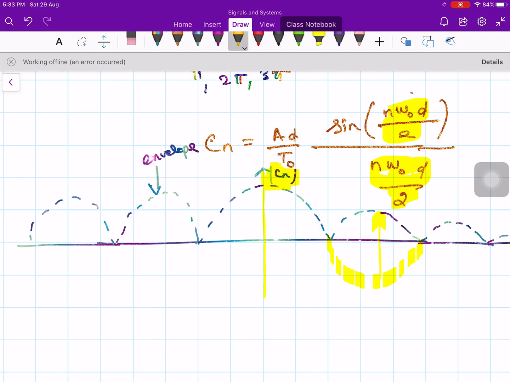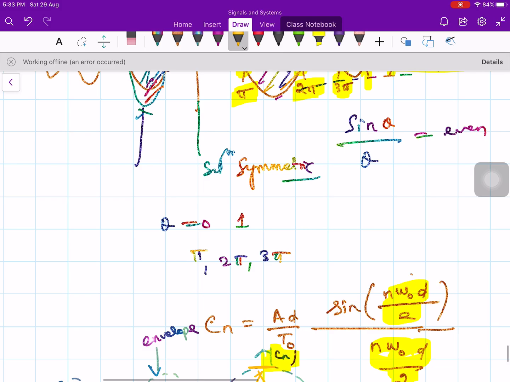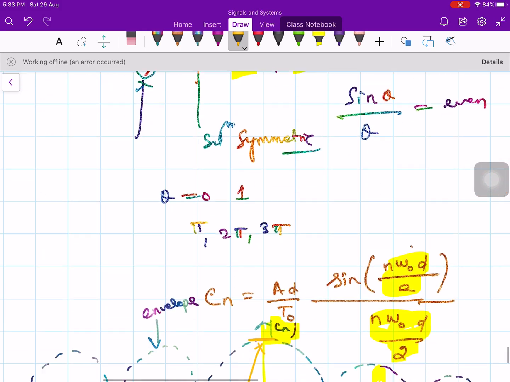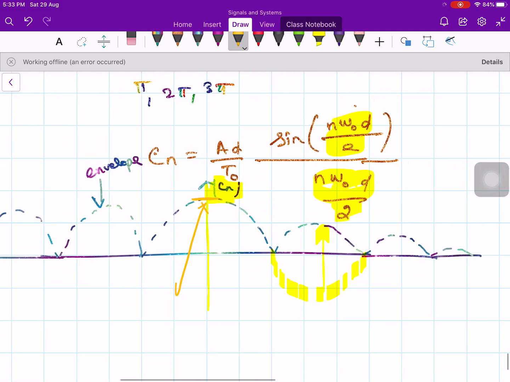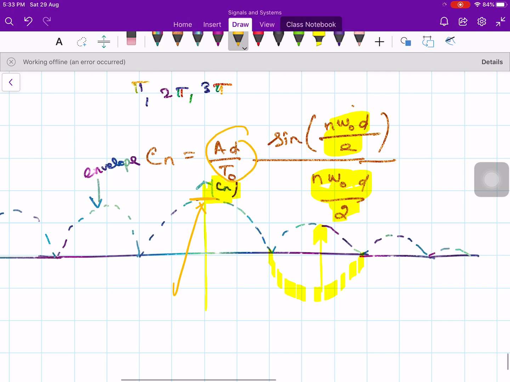Now what is the maximum magnitude? This is going to be this maximum value. If you look at the expression, this amplitude, that maximum amplitude is AD over T naught.